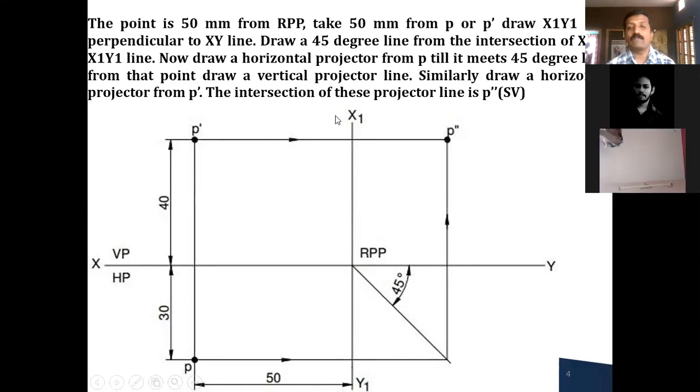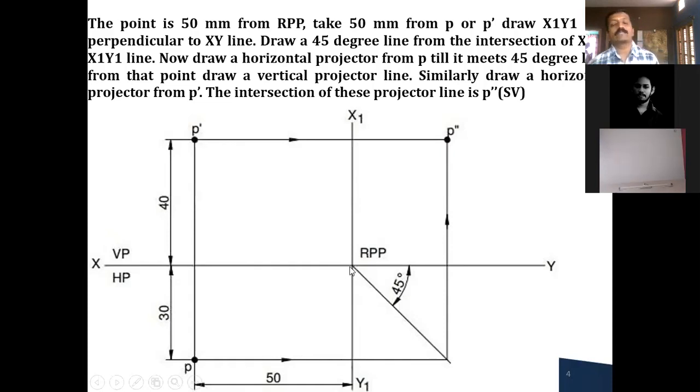Okay, this X1Y1 line is also called the reference line. It is the intersection of the vertical plane as well as the profile plane. So the X1Y1 line is one more reference line, and it is perpendicular to the XY line. The intersection of this X1Y1 line and the XY line, you call this the origin O. You can name it here. I have not shown it here. You can call it the origin.